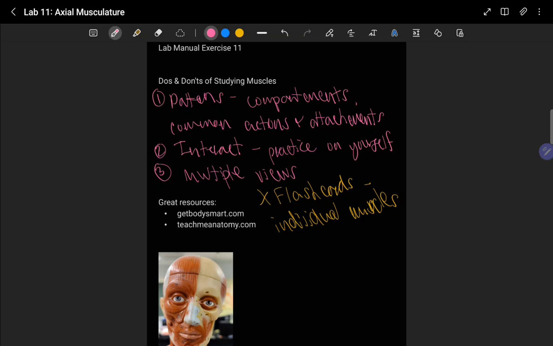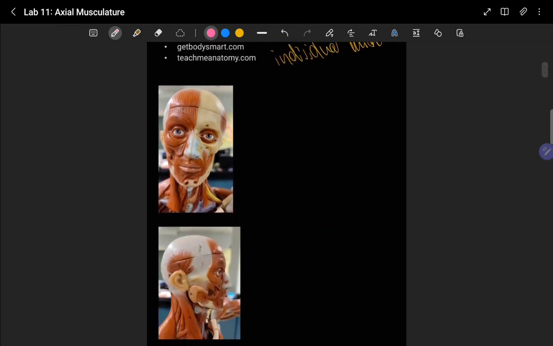And a lot of what we're going to do in this video is use those images from the modules and look at things like attachments and actions. I'm not going to go over every single one because not all of them are going to be helpful for identifying muscles on the lab exam. There's specific cases for different types of muscles. So most of what we're going to do is practice identifying from the kind of models you'll have on the lab exam.